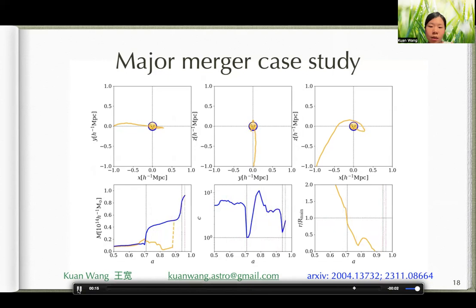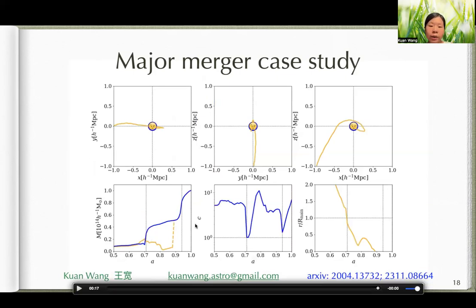You can see that the incoming halo enters the main halo, approaches the center, flies past it before turning back and spiraling in towards the center again. In the process, the incoming halo loses mass to the main halo, and the concentration of the main halo oscillates.